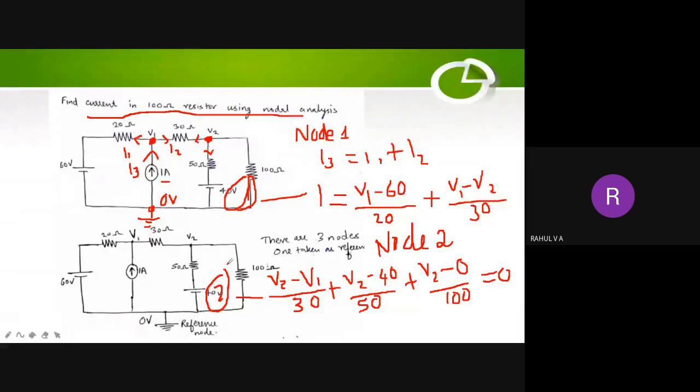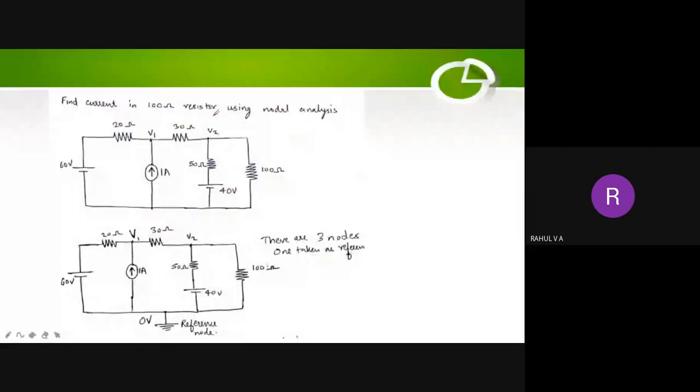Okay, 67.2 and 48 volt. Now what we have to find out? We have to find out the current in the 100 ohm resistor. So the current at the 100 ohm resistor, we can easily find out: V2, the potential difference, is V2 minus 0, divided by the resistance of 100 ohm.